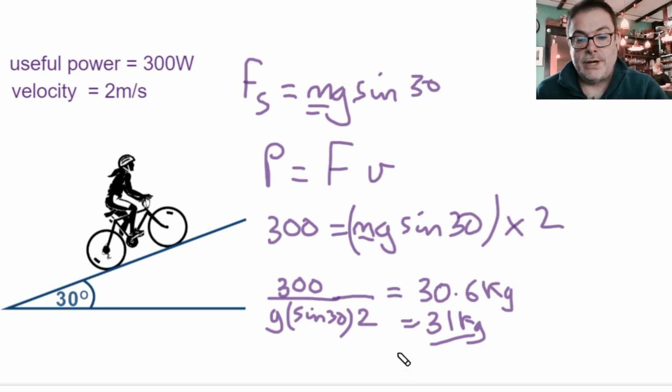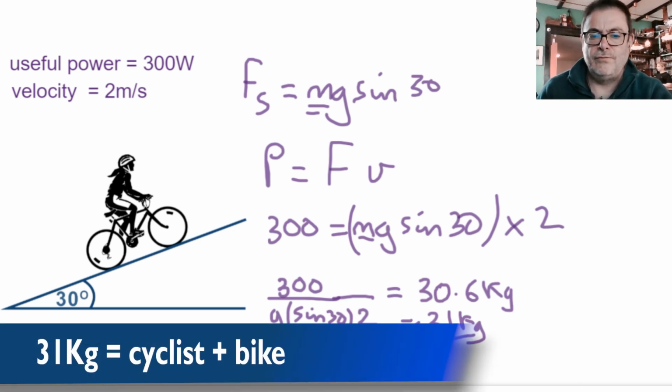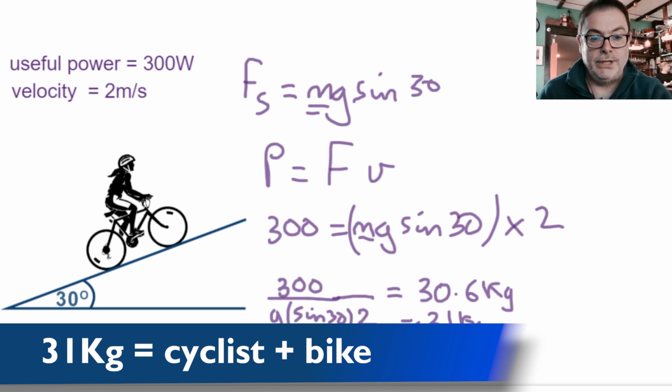So although in the diagram the cyclist looks like an adult, she is in fact probably just a child, maybe 10 years old or something like that, because 30.6 kilograms is not very much, and this is always the joy of making up questions like this.